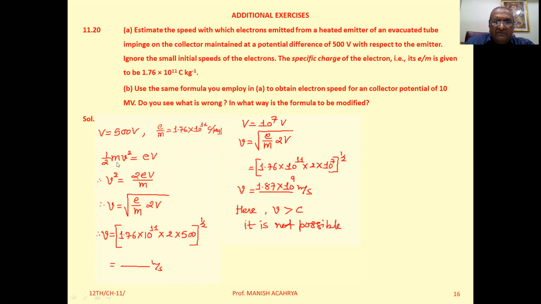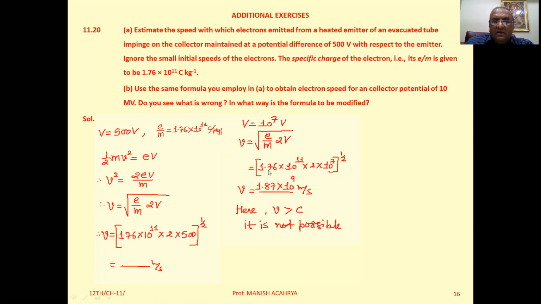is equal to eV. So we can write half mv square equals eV. So v square equals 2eV by m. So v equals under root e by m into 2V. e by m is given to you, and voltage is 500. Take square root of it. You will get the speed of the electron.